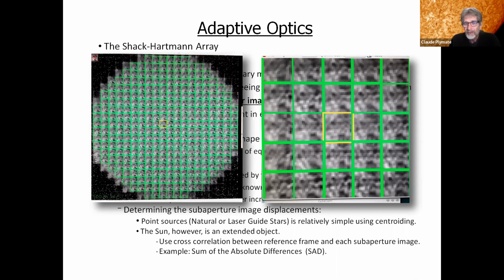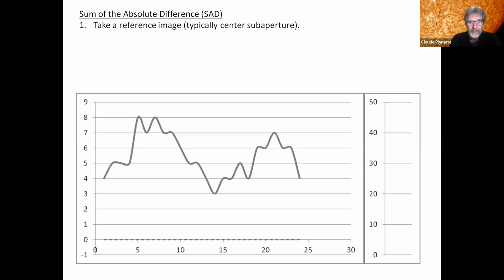Now, there are numerous types of cross-correlation, but in my opinion, the easiest to understand and most intuitive is something called the sum of the absolute differences, or SAD. So here we have just one more of my overly simplified cartoons. Imagine, as I said, we've taken a reference image at the center of the Shack-Hartmann.